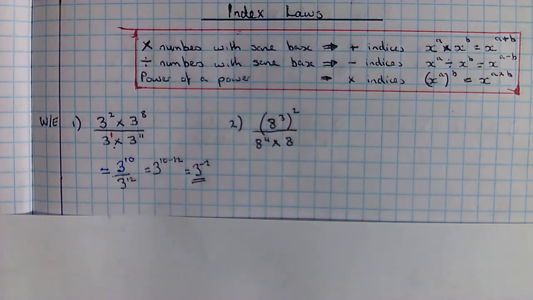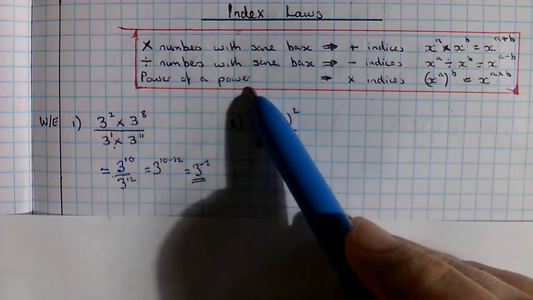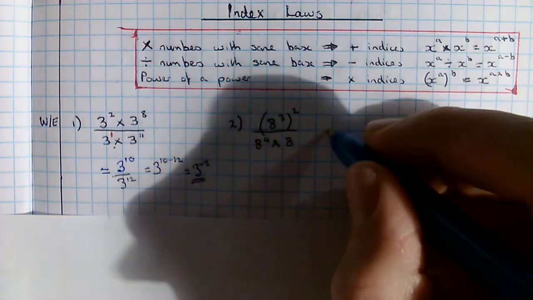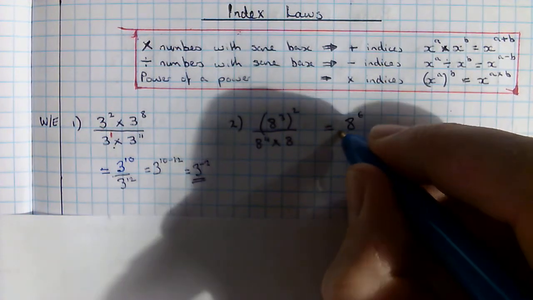When I look at my second example, I've got 8 cubed, squared. Now remember, here I've got power of a power, so I'm going to multiply those two together, my 3 and my 2. It's going to give me 8 to the power of 6. 3 times 2 is 6.